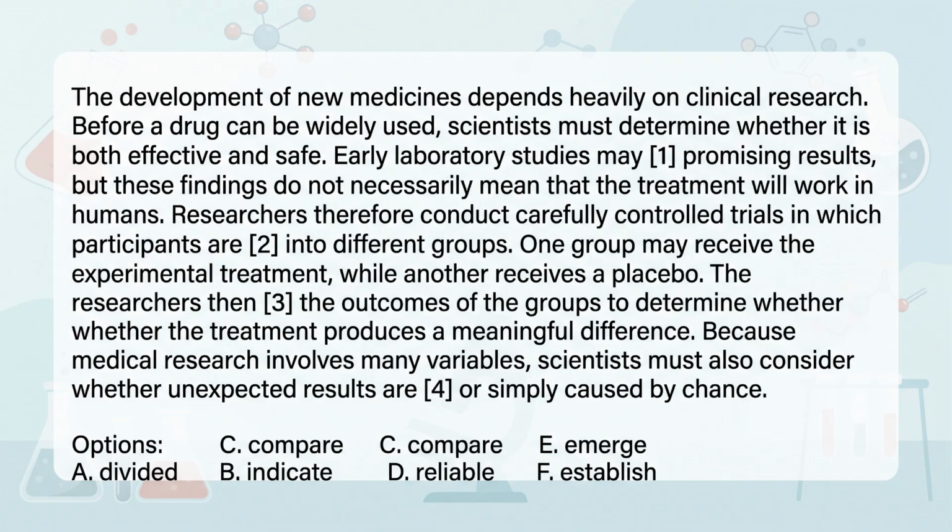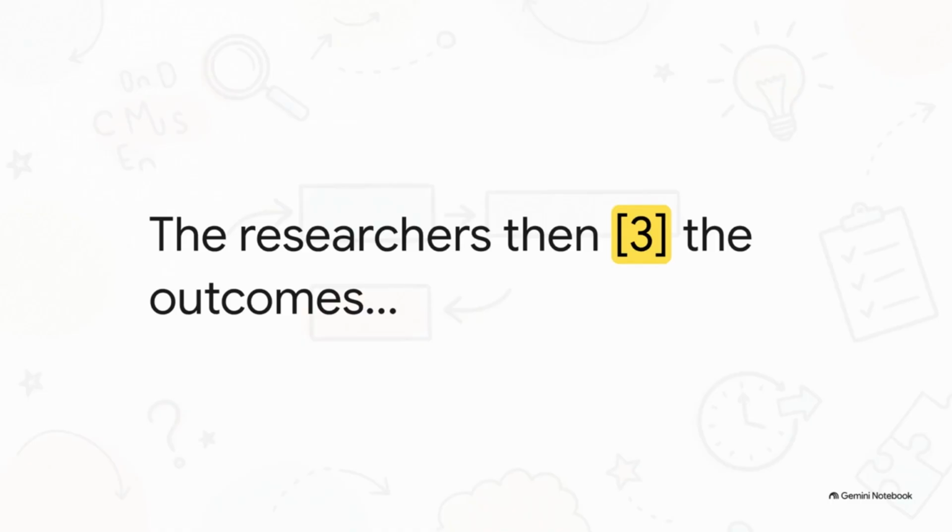Moving on to the next sentence. Researchers therefore conduct carefully controlled trials in which participants are blank two into different groups. And guys, this brilliantly illustrates the sheer power of collocations. Participants are blanked into different groups. You don't compare into. You certainly don't reliable into. You are divided into. This is a fixed, unchangeable academic phrase. Identifying collocations like this instantly solves the blank without you needing to do some deep context dive.